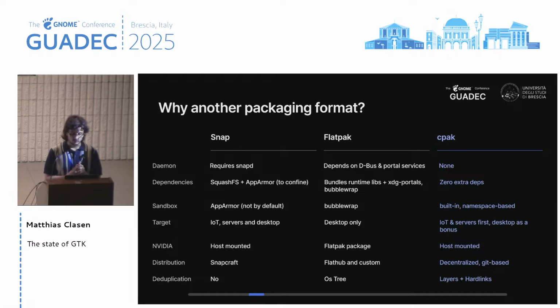So what about the target? Who is this new packaging format for? Snap targets Internet of Things with embedded devices, servers, and desktop. Flatpak is just for desktop because it's made for desktop applications. I think the maintainers made it very clear on the website, or maybe there is some documentation about this, but it's not made for CLI applications. cpak just works everywhere. You can make things for embedded devices, for servers, or desktop. To be honest, cpak is not really made for desktop, but since it works, it's a feature. So it's like for free.